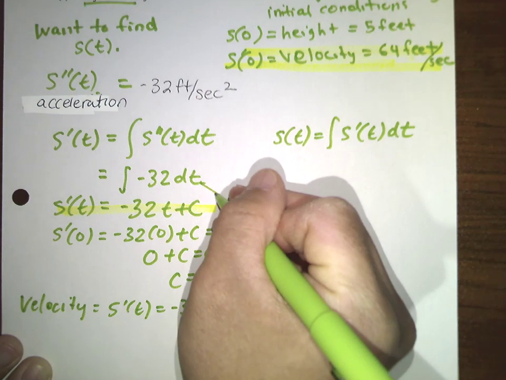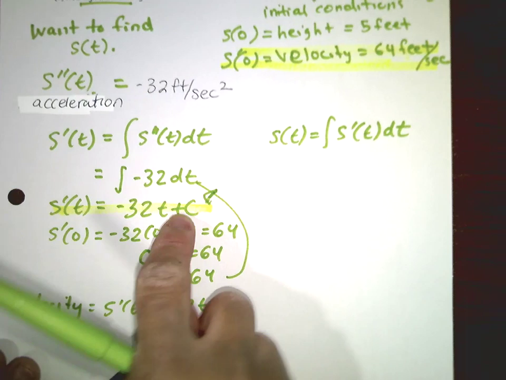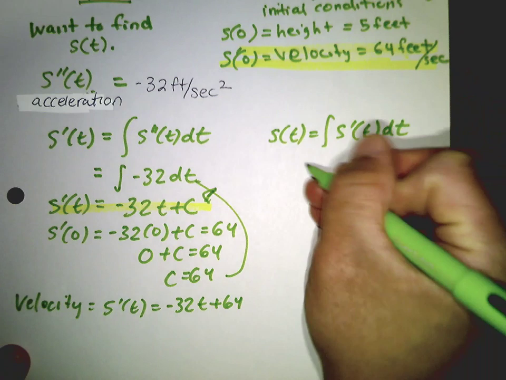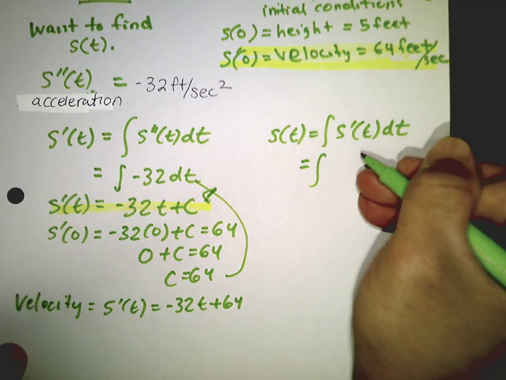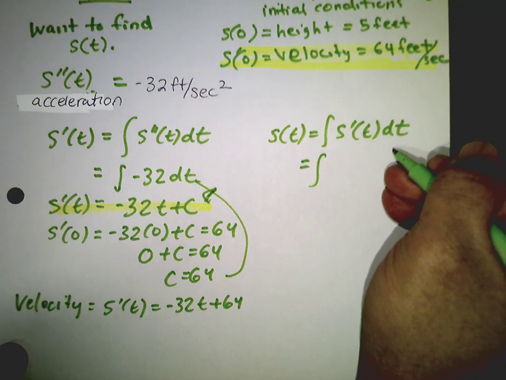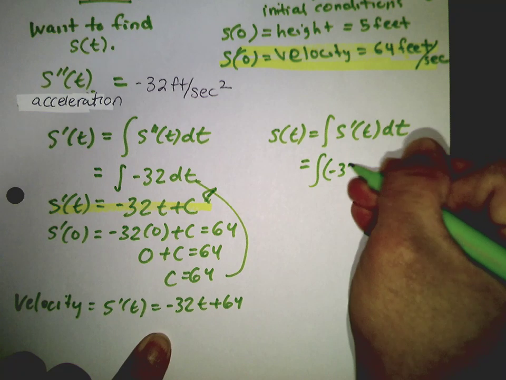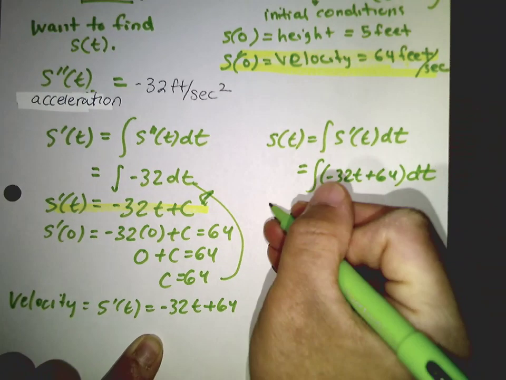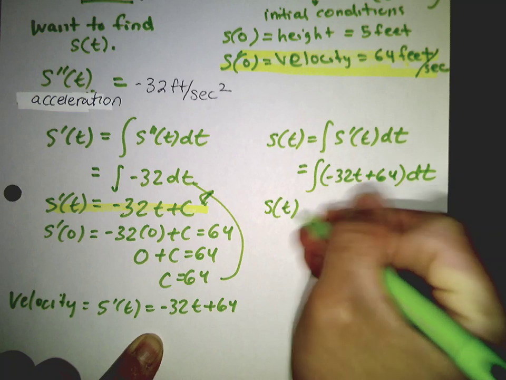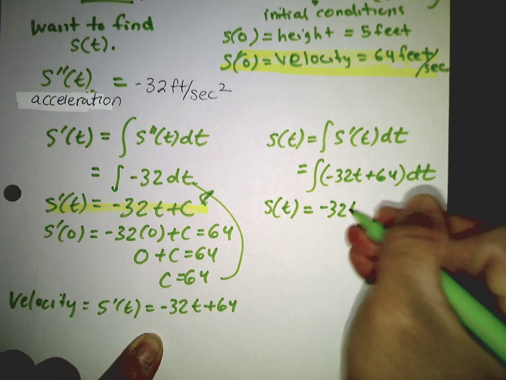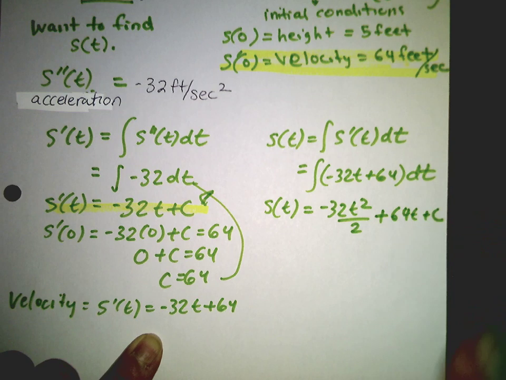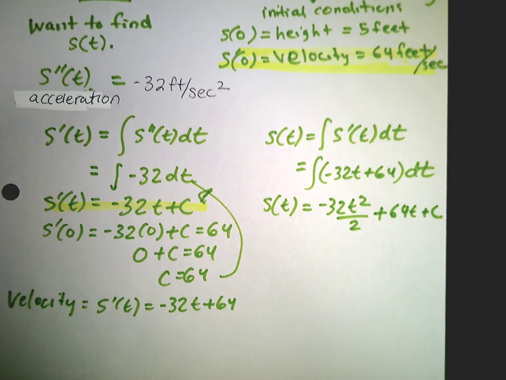When I substitute the 64 in right here, I can find the height function or the position function by finding the integral of s prime of t dt. So s prime of t was negative 32t plus 64, and so then s of t will be negative 32t squared over 2 plus 64t plus c.